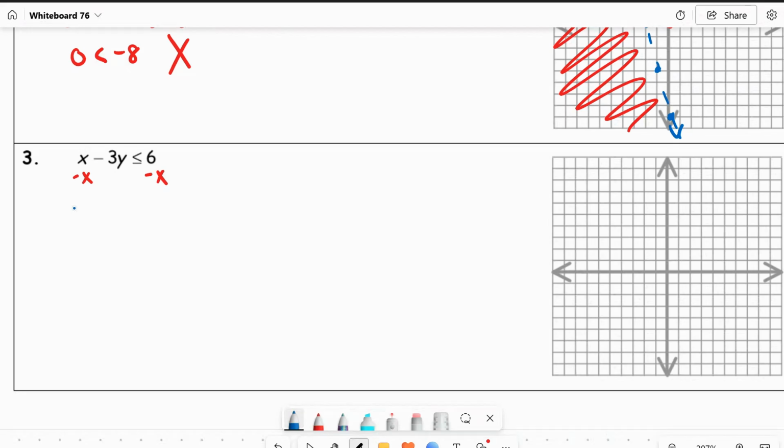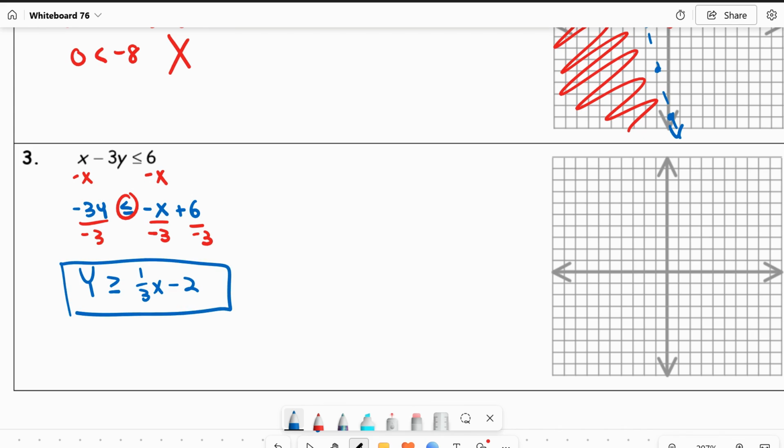That's going to give me negative 3y less than or equal to negative x plus 6. Now, solving for y, I'm going to divide both sides by negative 3. Make sure, since I divide by a negative, that you flip your sign. That's going to give me y is greater than or equal to 1/3 x minus 2. And that's going to be my inequality.